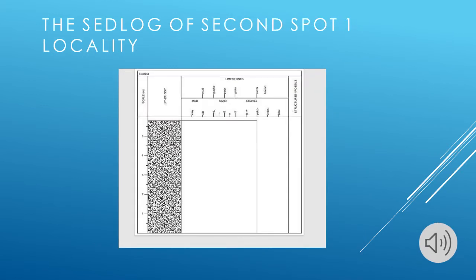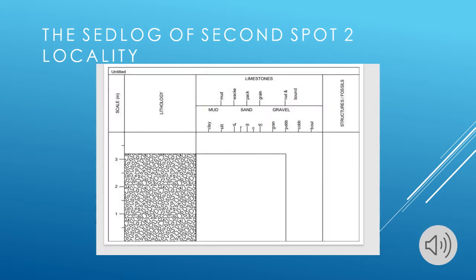The setlog of second locality of spot 1 shows it mainly consists of conglomerate with gravel lithology, where the class size is pebble. The setlog of second locality of spot 2 shows it mainly consists of conglomerate with gravel lithology, where the class size is pebble.